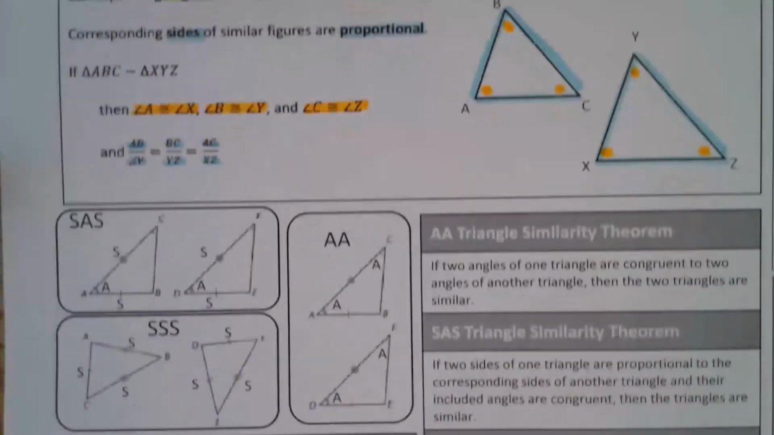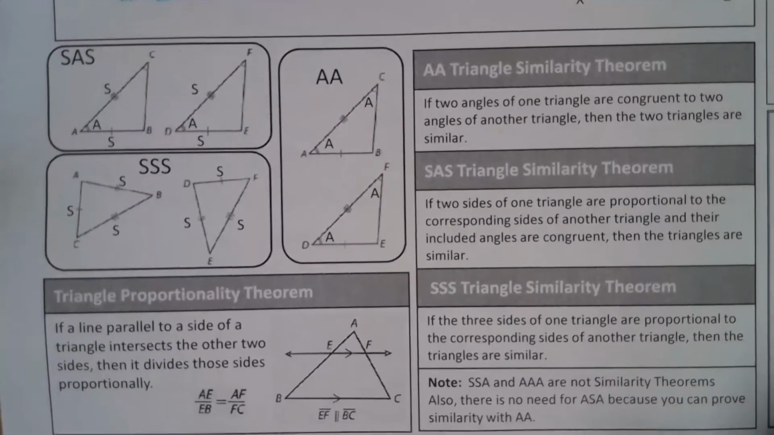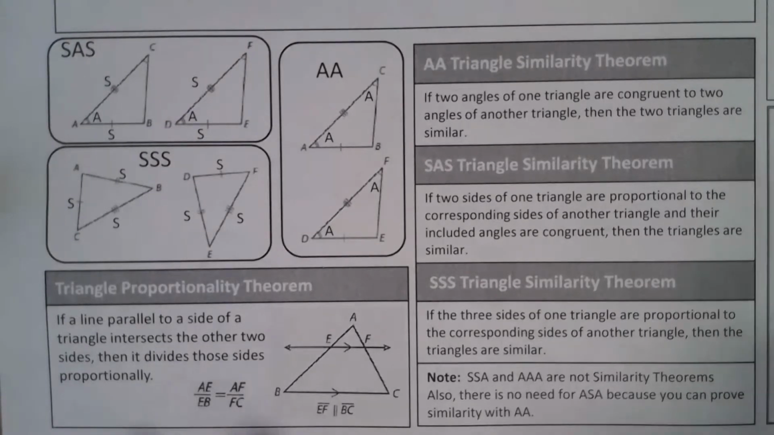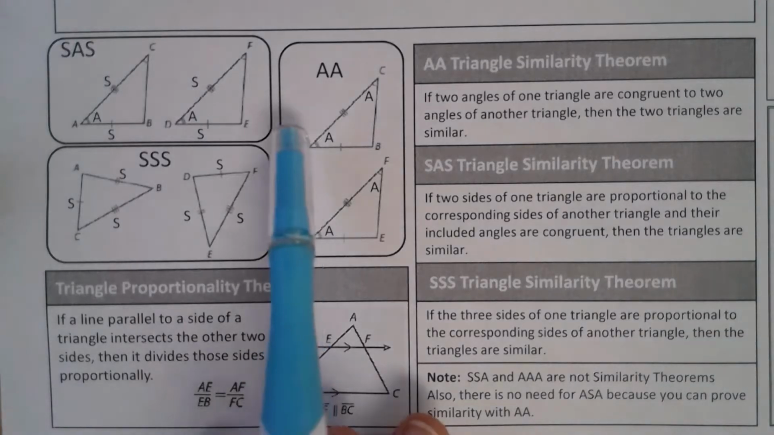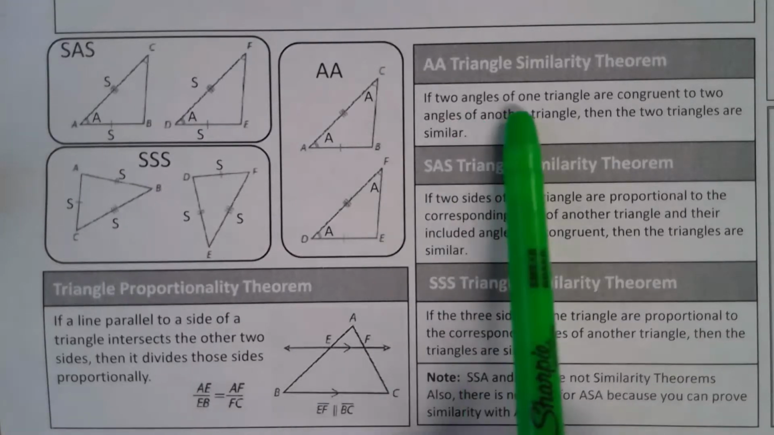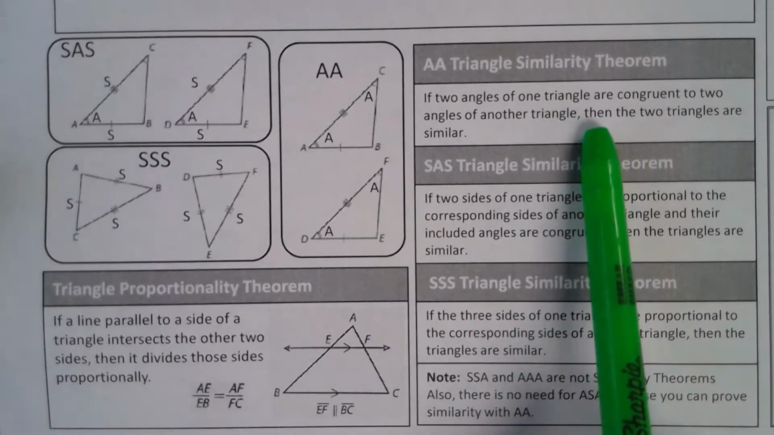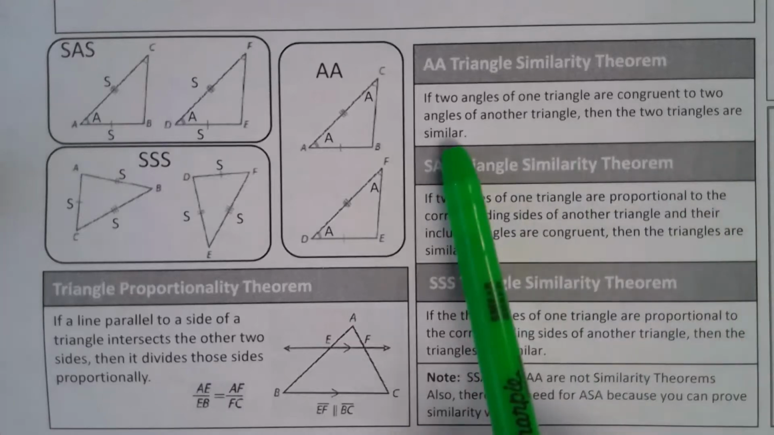So some theorems that we use to prove similarity. Some of these should look familiar because when you have learned how to prove congruency, you will use some of the same proofs. However, with similarity, we also introduce a new one, angle-angle. With angle-angle similarity, if 2 angles of one triangle are congruent to 2 angles of another triangle, then we can say that the 2 triangles are similar.